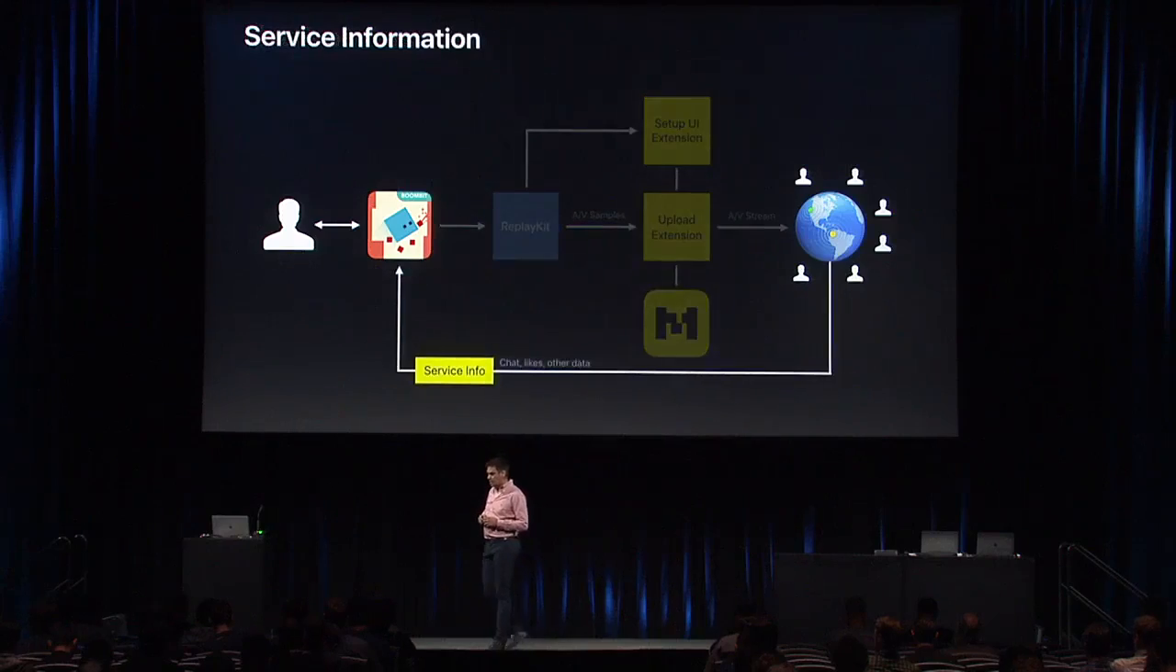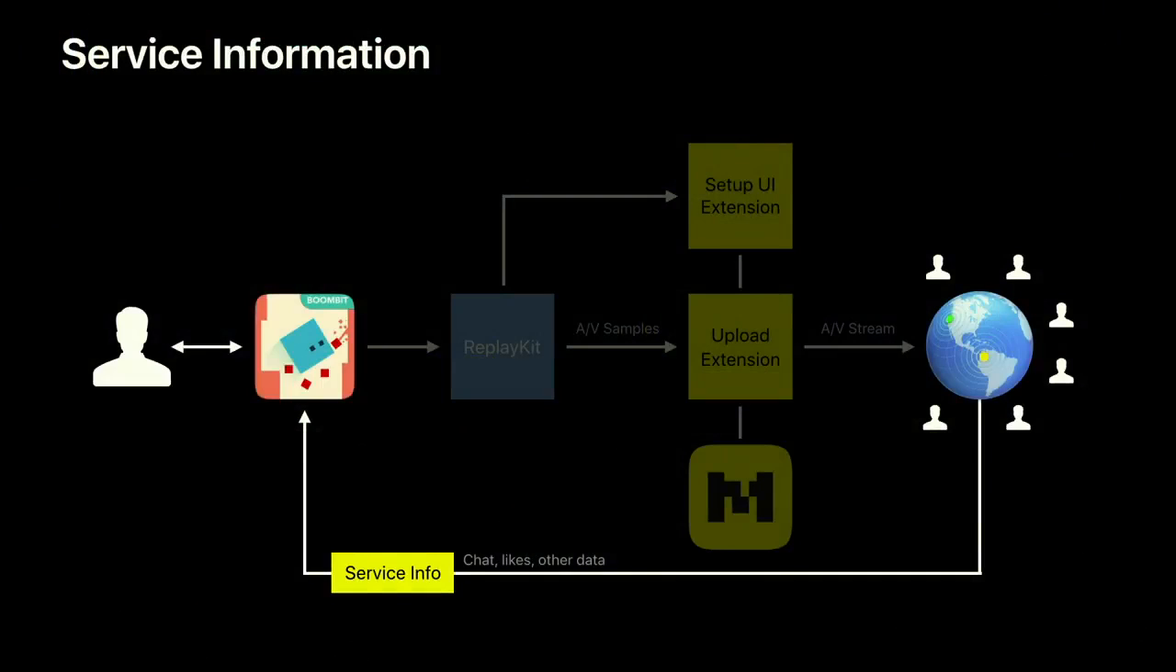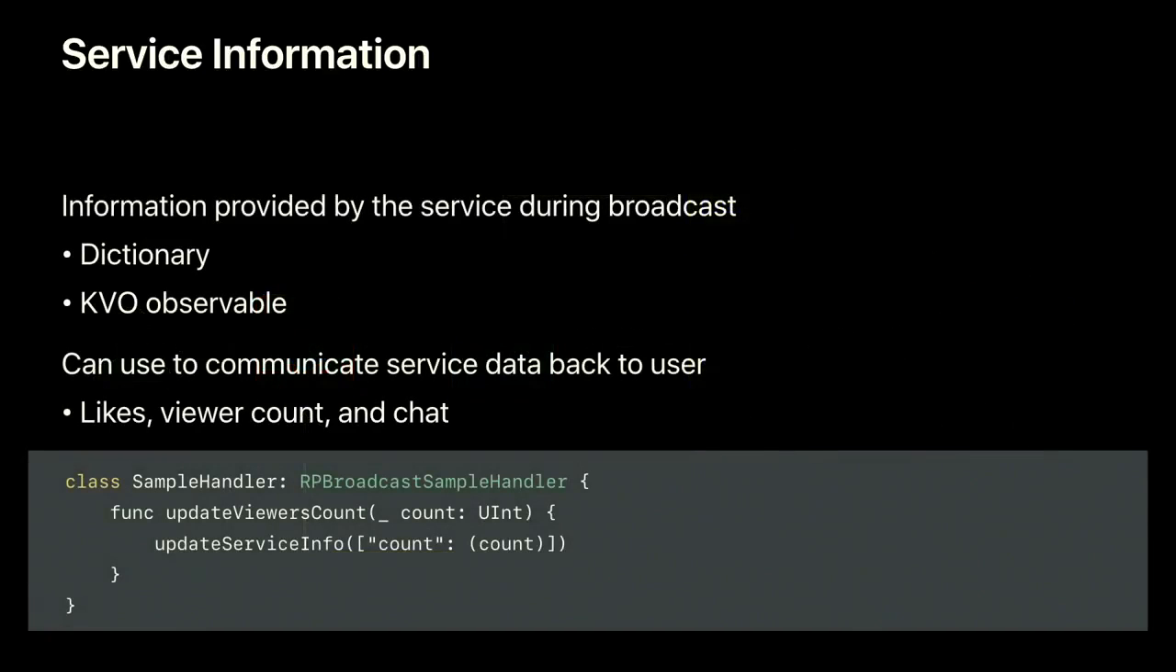There's one more thing I need to go over before we finish with this part of the talk. So far we've been assuming that all the data flows upwards from the application to the online service, but it is also possible for the data to flow back from the online service to the application. That could be viewers' feedback, like comments, or likes, or any kind of data, like the number of viewers. For that, we provide an API that helps you deliver this information from the extension to the client application.